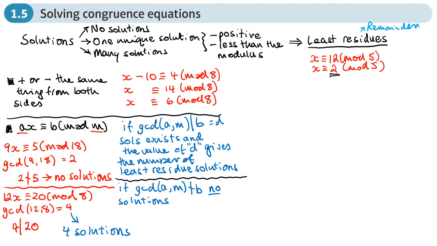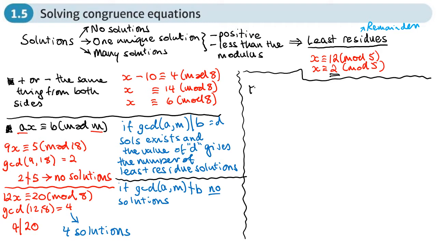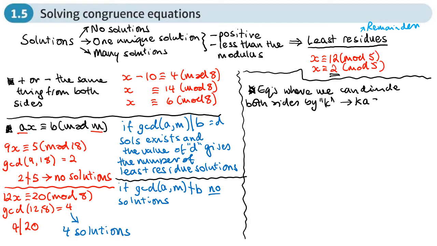Okay, next we're going to be looking at equations where both sides can be divided by the same number. Let's call this value we can divide both sides by k. That means the equation will be able to be written in this form: k times a is congruent to k times b mod m.